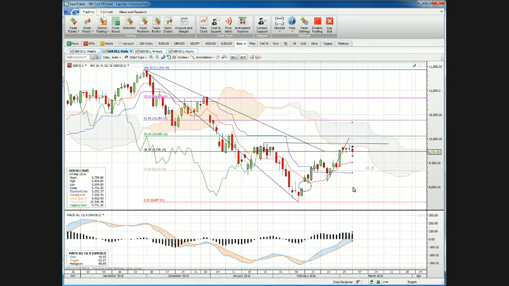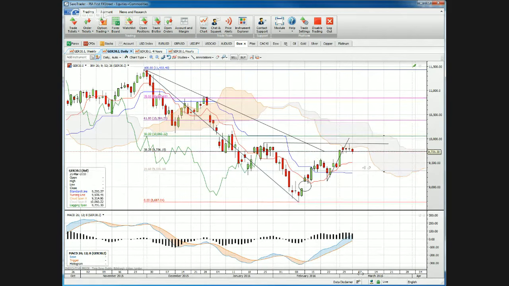And this equated to an ABCD possible correction, which highlighted a target just above 10,000. We take that from the point A, the low, to the swing high, and expect that to replicate on the CD leg.